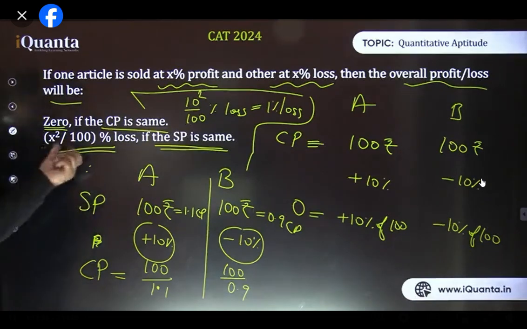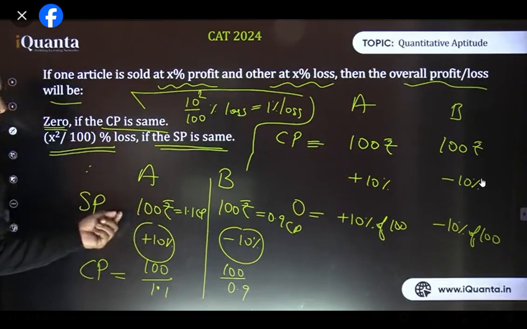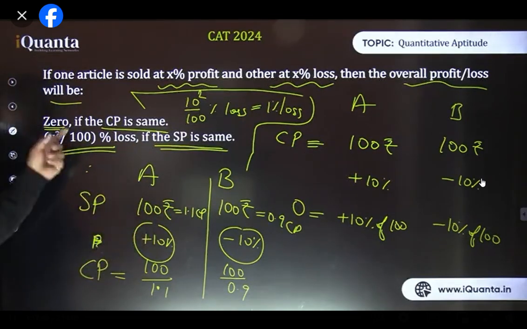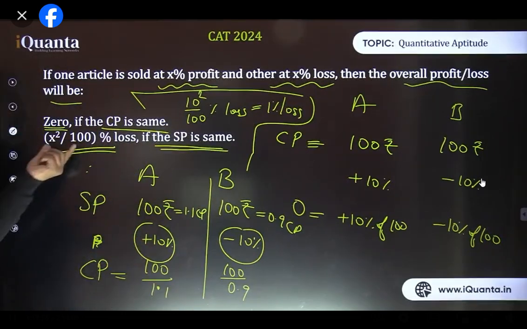So I'm not explaining how the value of x square by 100 came. I'm not going to the derivation part, but I'm just telling you that this is a specific case when the selling price of the two articles is the same and one is being sold at x% profit, the other is being sold at x% loss. So overall it comes out to be a loss of x square by 100.